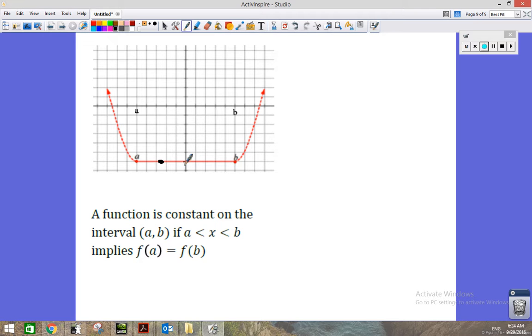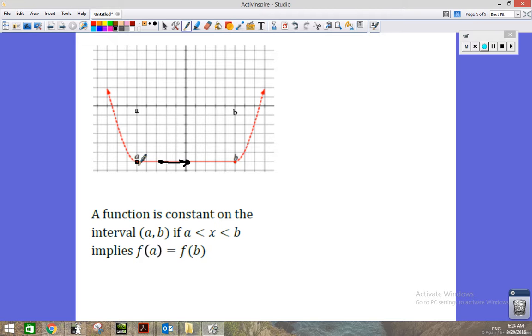As you go from point to point, as x increases, you don't have to go up or down. The y is remaining constant. So a function is constant on the interval from a to b if a less than x less than b implies that the output of this function, f evaluated at a, is equal to f evaluated at b.